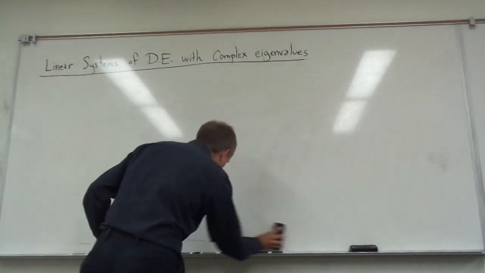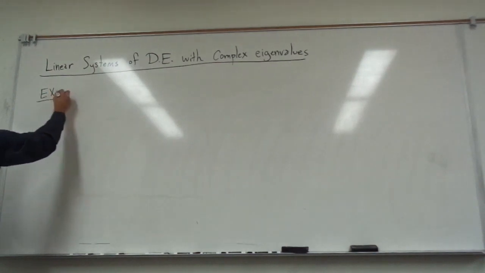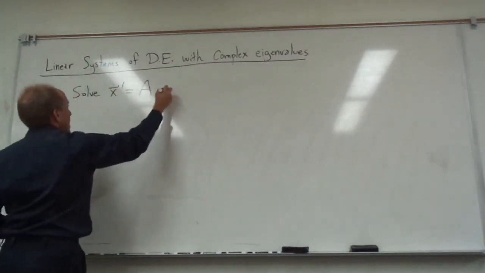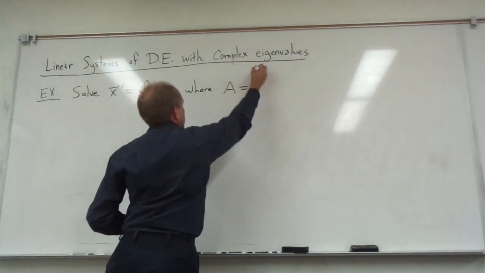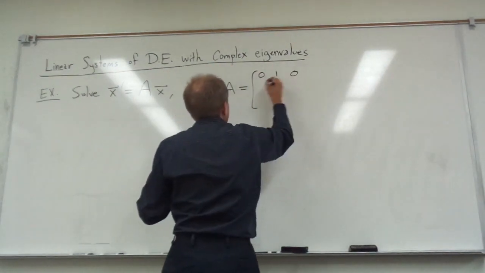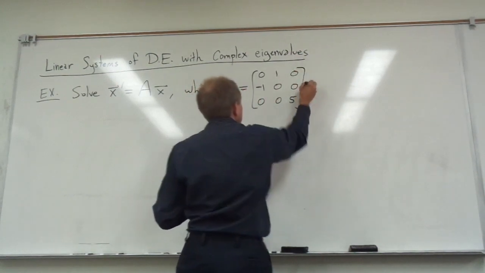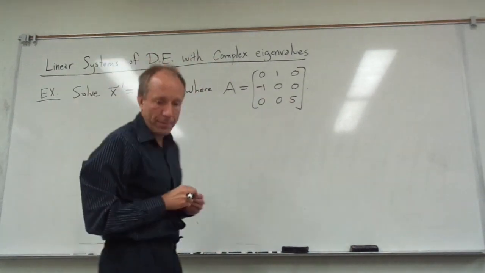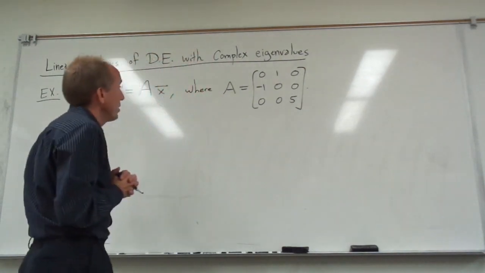So a slightly bigger matrix would be maybe a 3 by 3 like this. Suppose I say solve x prime equals Ax, where A is the matrix. So I'll write down a matrix here again: 0, 1, 0, negative 1, 0, 0, and 0, 0, 5. Imagine that I gave you that, and I want to find the general solution to this.